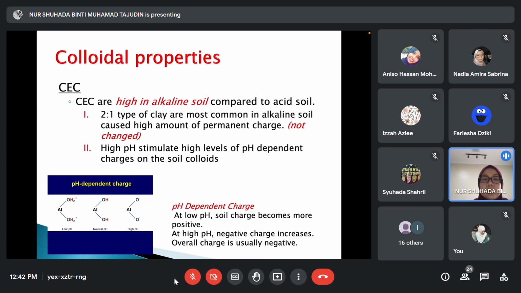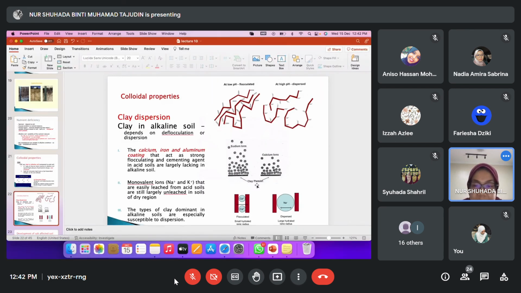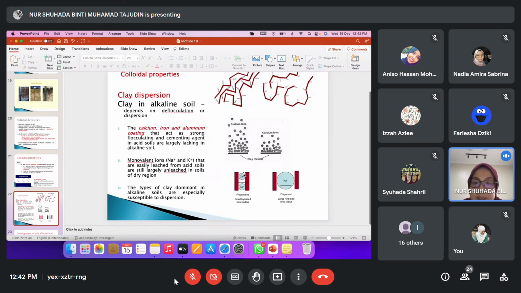Okay, so the other colloidal property is the effect on structure. Like I said earlier, I asked you to remember that calcium gives a good structure. That is because of its ionic radius: calcium has a small hydrated ionic radius.